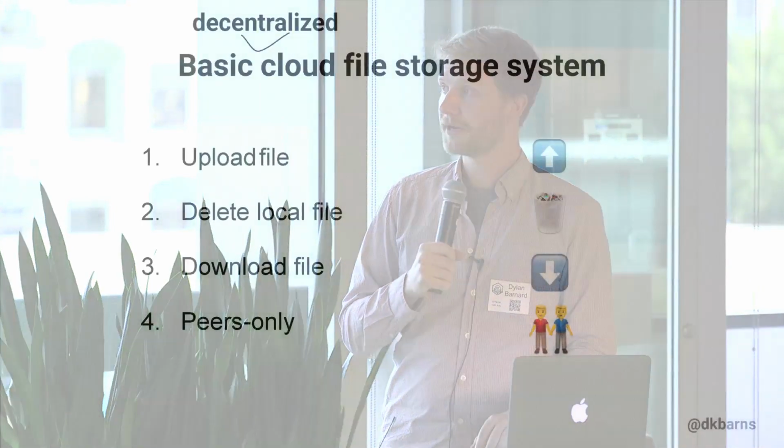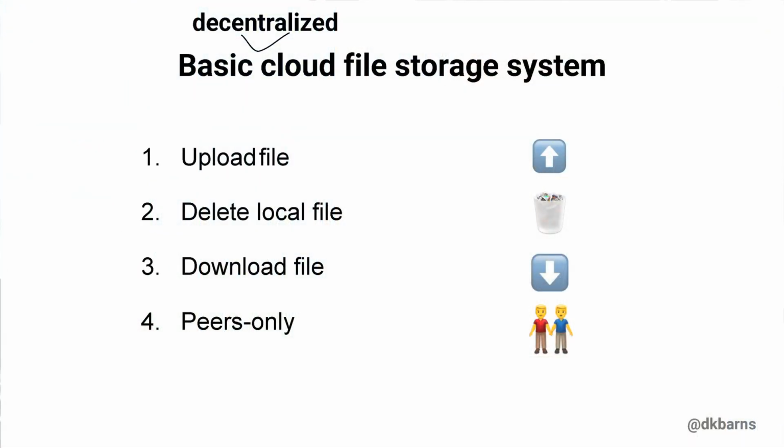So here's a definition that I completely made up, full disclosure, about what the most basic cloud file storage system might be. It might be something where you can upload your file to the cloud, delete your own file locally, but still be able to get that same file later. And because we're talking about decentralized systems, we're going to add in a final requirement, that it's peers only. If we had to put up a sign, it'd say no servers, no clients.